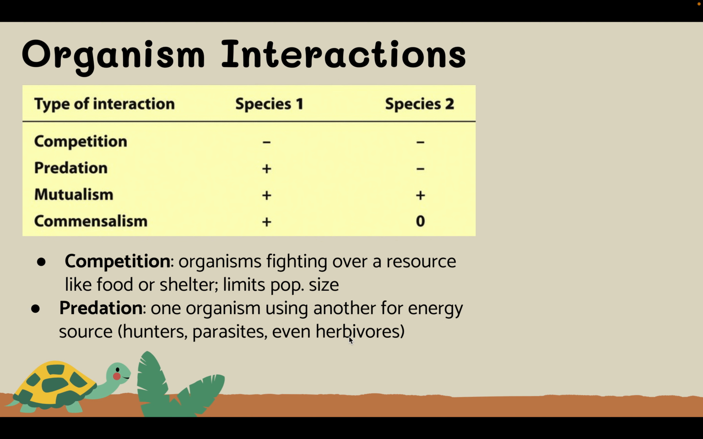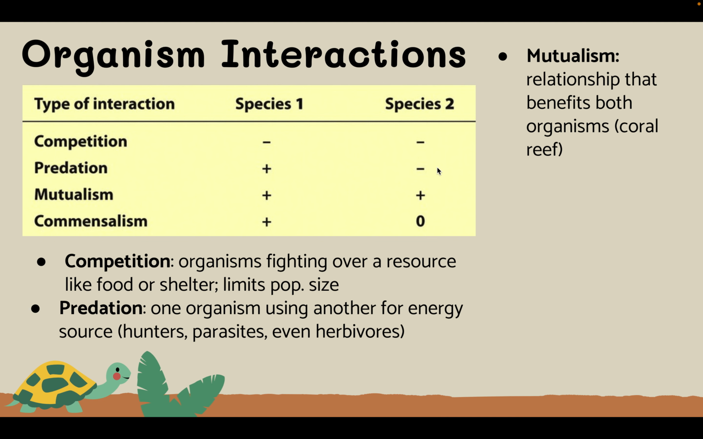So herbivores are organisms that eat only plants. That is a type of predation because that organism is using another for an energy source. So when a rabbit eats a plant, it is using that organism for an energy source. So for predation, one species gets that energy, so it's good for that one species, and then bad for the prey that is being eaten.